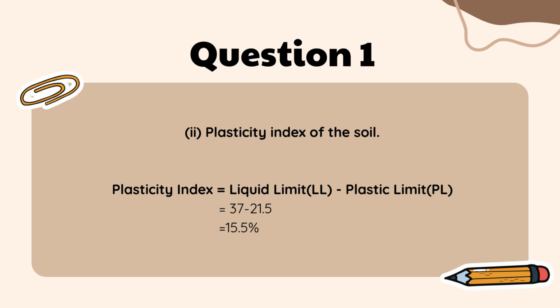For question 1, part 2, we have to calculate the plasticity index of the soil. The formula for it is plasticity index equals liquid limit minus plastic limit. From the graph, we get 37 for the liquid limit, and the plastic limit is 21.5. So 37 minus 21.5 will be 15.5%.